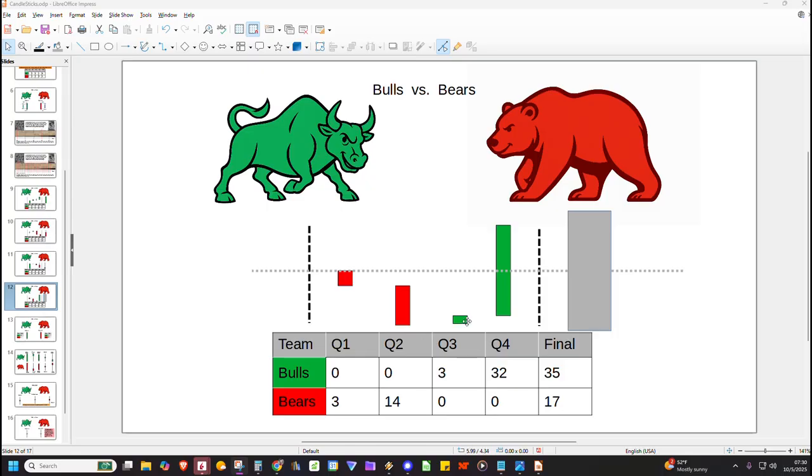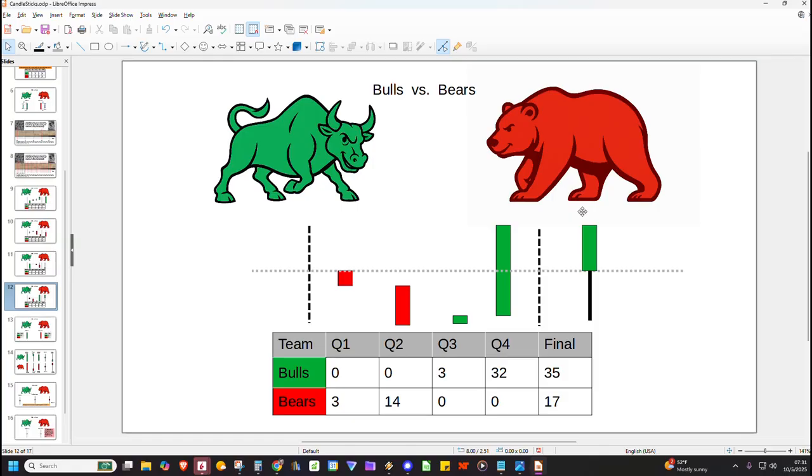Go into halftime, come out, bulls get a pep talk. They start putting some momentum together. They score 3 points. That gets them excited. And then in the final quarter, evidently the bears just gave up. And so you have this huge candle at the very end of the game. Boom, opens, closes way higher. So what do we think that the final candle is going to look like?